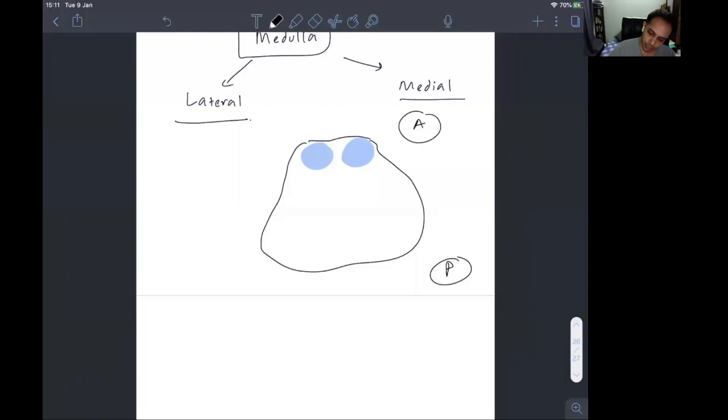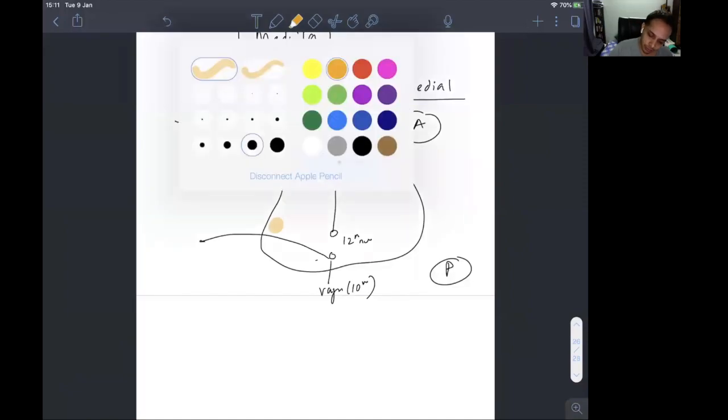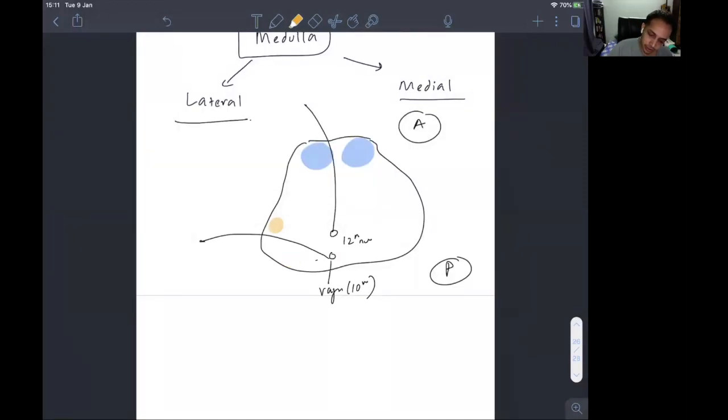What else was there? You had your vagus, so your 10th nerve. You had your 12th nerve nucleus. Your 12th nerve leaves like this. Your vagus leaves like this. What else is there in the medulla? You also have your spinothalamic tract, and depending on whether they have crossed over or not, you can have either your posterior column, or if they have crossed over, then you have your medial lemniscus.